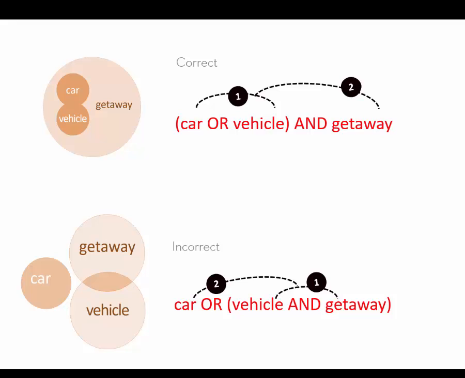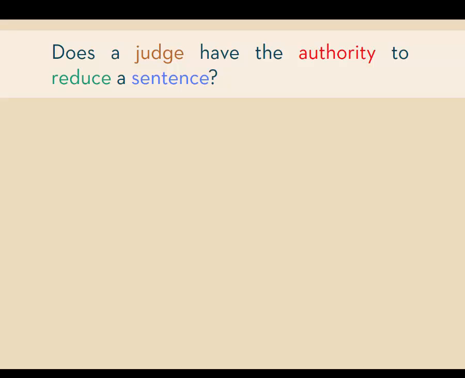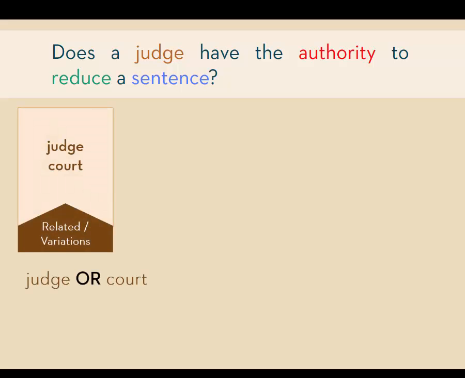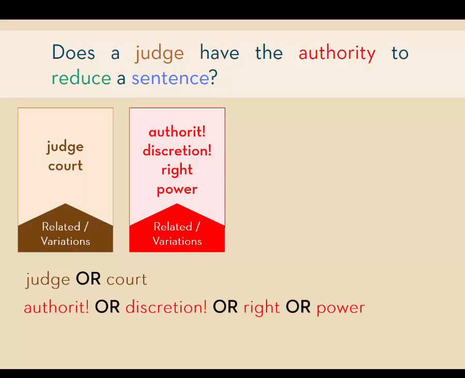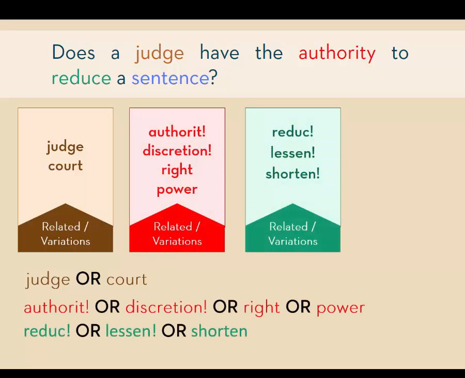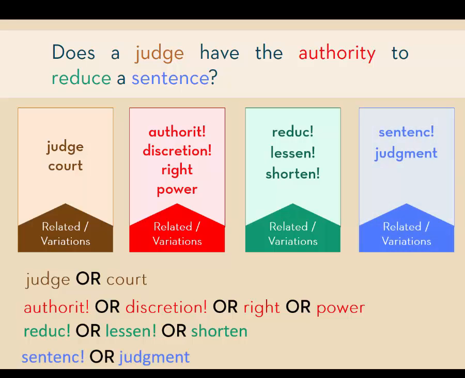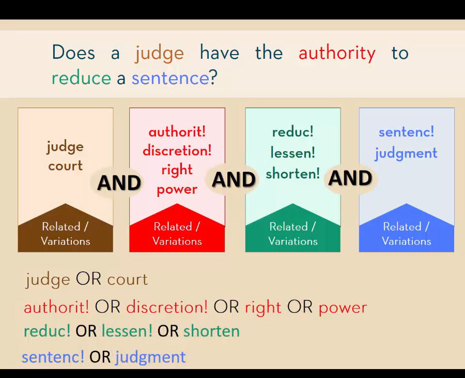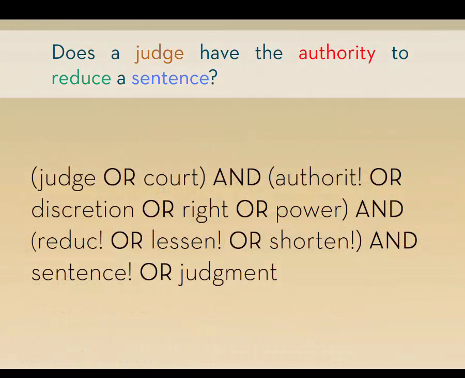If you have more than one set of parentheses, the database will resolve them from left to right. Here's our previous search example. Does a judge have the authority to reduce a sentence? My synonyms or related terms are connected with OR because I want any of the terms judge or court, any of the terms authority, discretion, right, or power, any of the terms reduced, lessen, or shorten, and either the term sentence or judgment. Because I want documents that discuss all four of these concepts and their related terms, I will connect them with AND. Because I'm using a combination of Boolean operators, we'll construct a search query that looks like this.